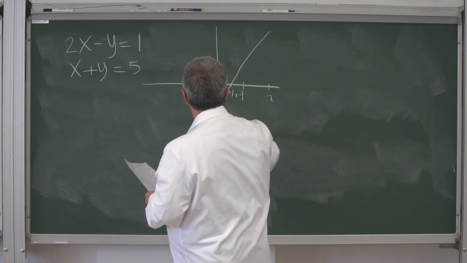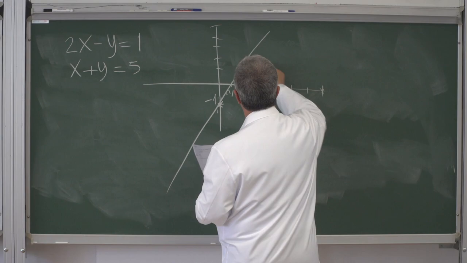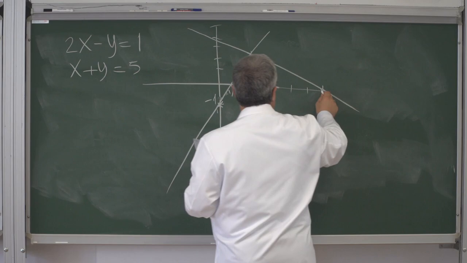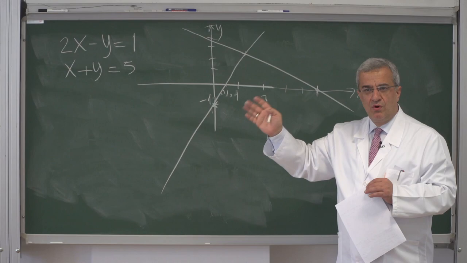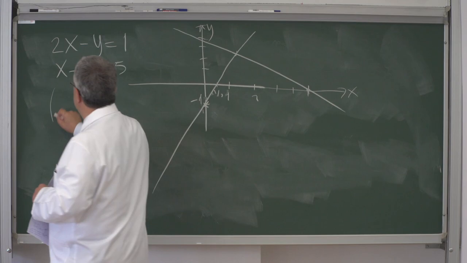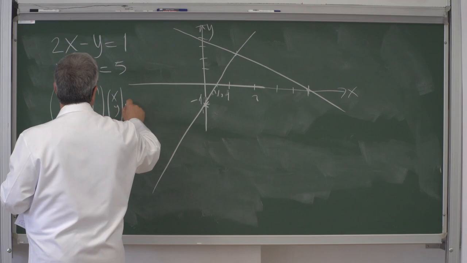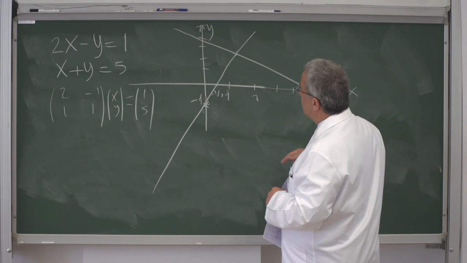And when x is equal to 0, y is 5. 1, 2, 3, 4, 5. And when y is equal to 0, x is 5. Now, this is the row interpretation of a system of linear equations, meaning every row is an equation. When you consider this, 2, minus 1, 1, 1, x, y, 1, 5, this row is an equation, that is this line, and the other one is an equation, that is that line. And row-wise, where they intersect is the solution.